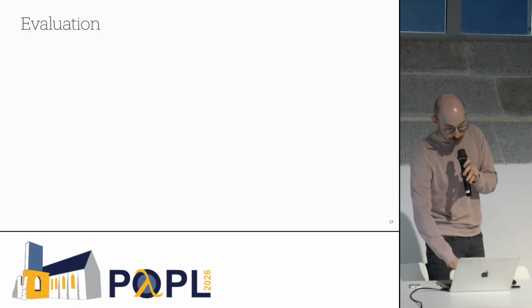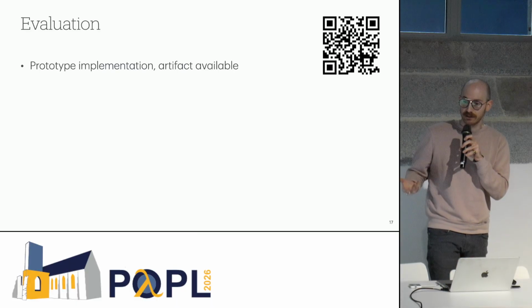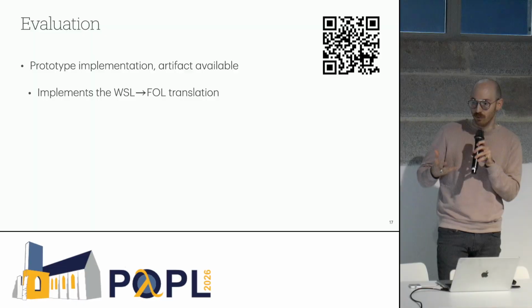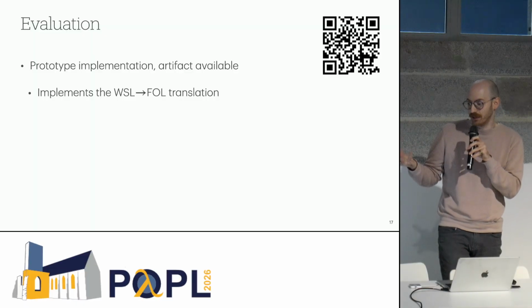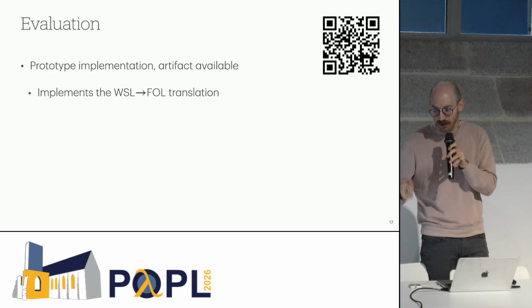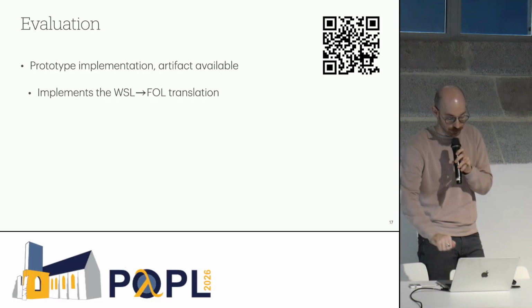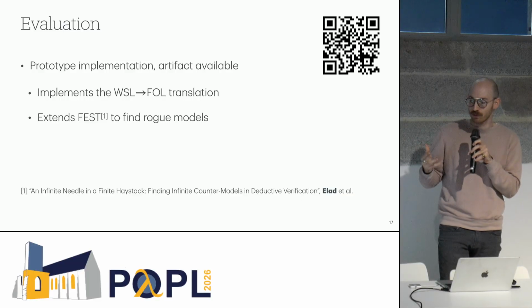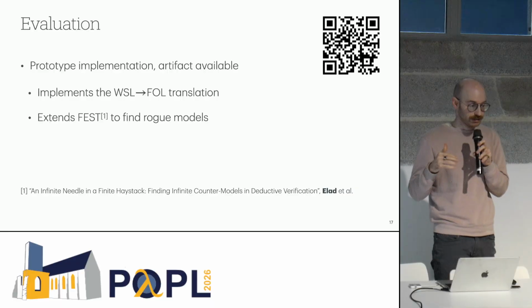Okay. So we took these ideas and we implemented them in a prototype tool where we take entailments in weak separation logic or in separation logic. Syntactically, these are the same. And we translate them into first-order logic. And then we apply our symbolic model finder to try and find counter models to these entailments.